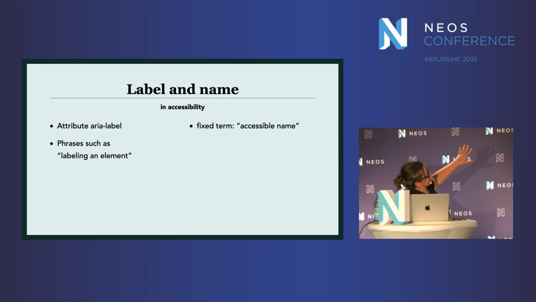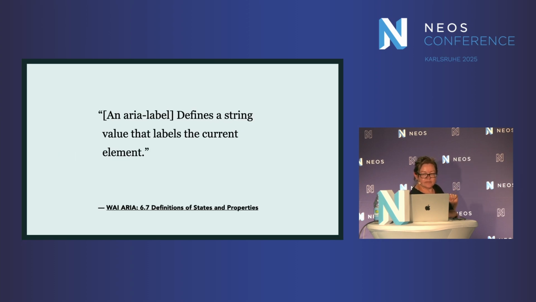Now let's get to the left-hand side here, the aria-label and phrases such as labeling element. The aria-label has a definition as a state and property, and it says, it defines a string value that labels the current element. So here we are again, labeling the element. Unfortunately, this will stay fuzzy because there is no explanation or description in the specification what labeling an element actually means. And I've already said it, dictionaries are a good first start when you want to know about something.